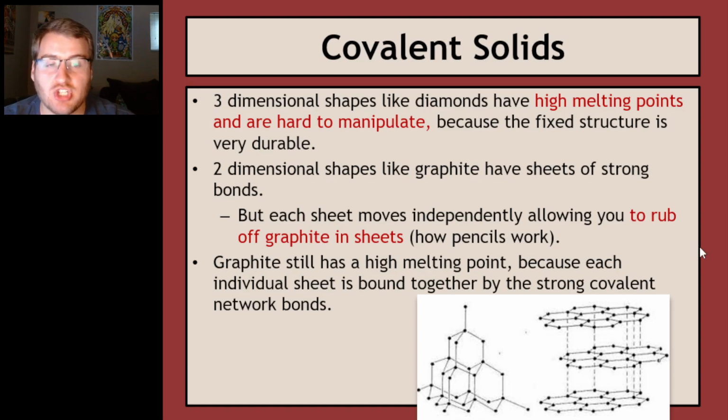Okay. Each sheet moves independently, allowing you to rub off graphite in sheets, and that's what happens if you're using a graphite pencil, right? As you're going across the paper, layers of the graphite are falling off relatively easily. Graphite still has a high melting point. If you try to burn your pencil, it wouldn't really burn because each individual sheet has all these covalent bonds that are a lot harder to break inside of it. So to melt this, I would have to separate all these atoms from each other, which would mean breaking these full bonds. And same thing with the diamonds. To melt this, I would have to break all of these bonds so that the atoms are free to move around as they want.